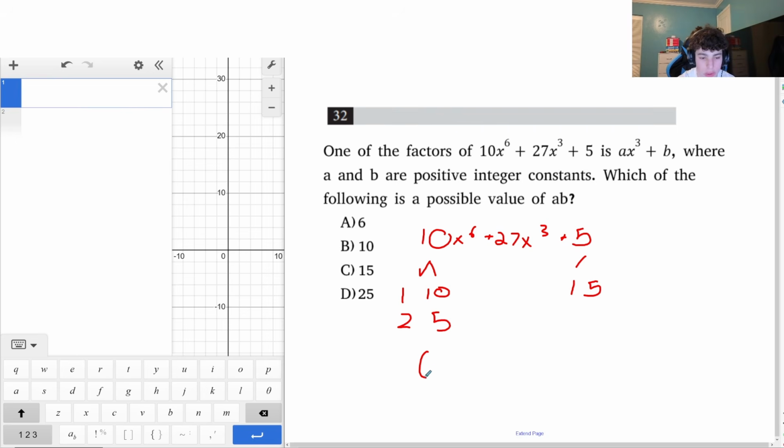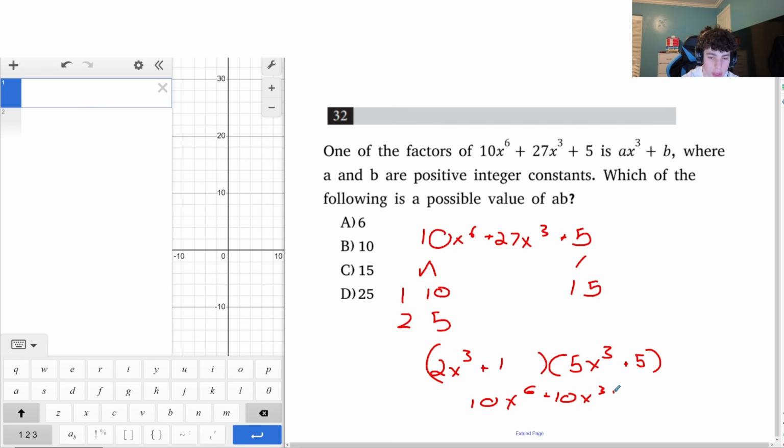Now, if I try 2 and 5, I try 2x to the 6, or actually 2x cubed, and then I try 5x cubed. Let's try it with 1 and 5, so plus 1 plus 5. We're going to get 10x to the 6 plus 10x cubed plus 5x cubed plus 5, and we're going to see that that's also not going to give us 27.